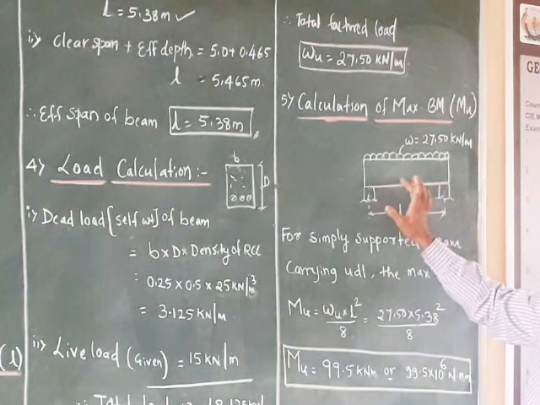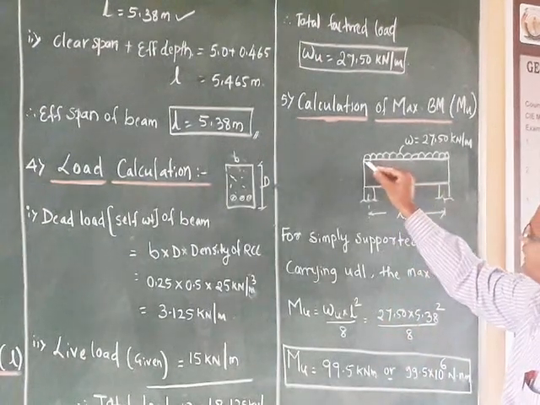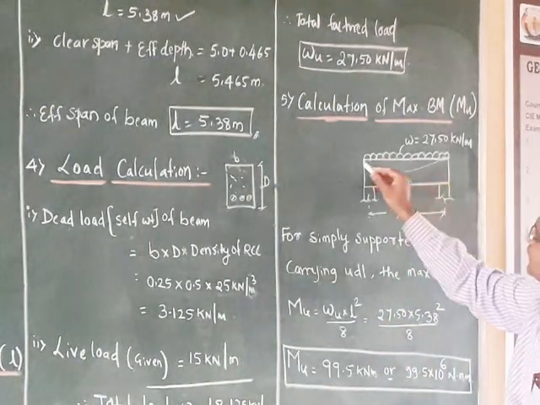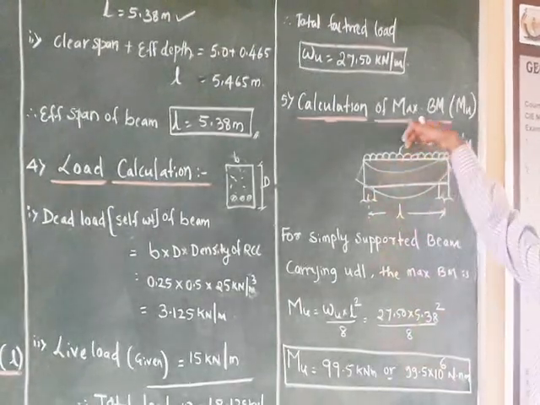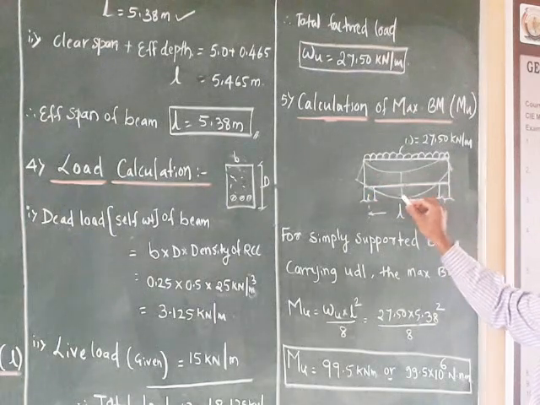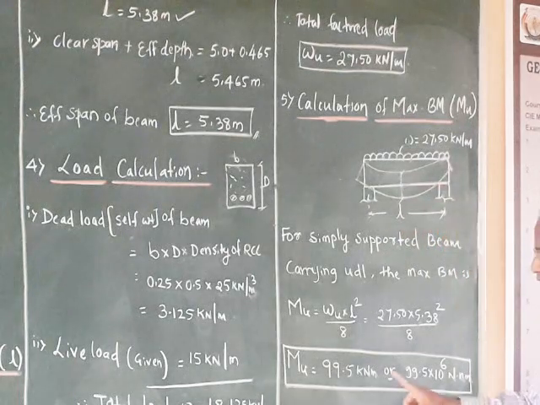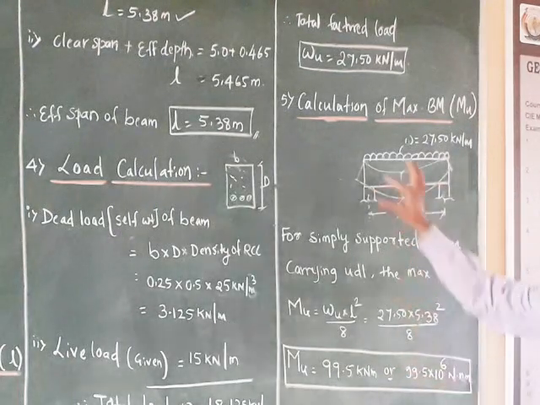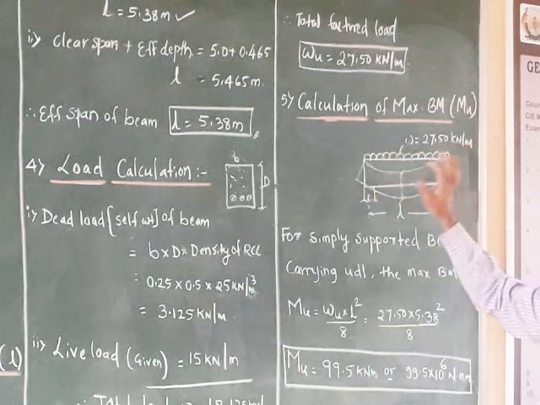It will be at the center of this beam. This means the beam is going to bend like this because of this UDL. The maximum moment will be here. So to take this maximum bending moment, what is required? The beam should not bend like this. So how are you going to accommodate this?